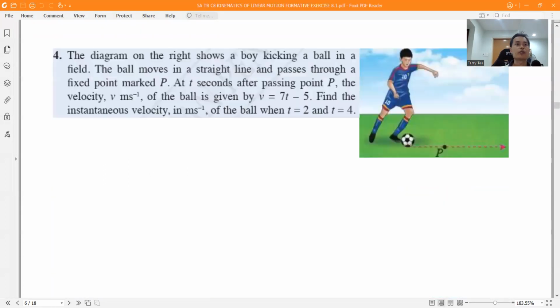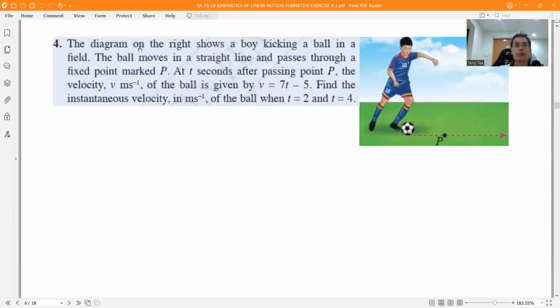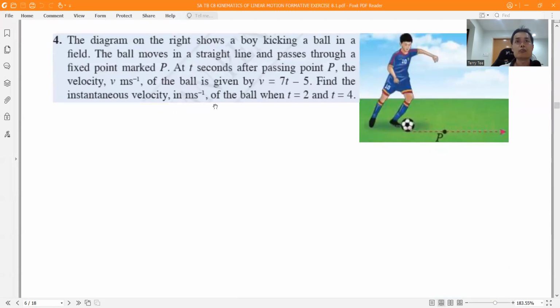Question number 4. Diagram shows a boy kicking a ball in the field. The ball moves in a straight line, passes through fixed point marked P. At t seconds after passing through P, the velocity is given by v equals 7t minus 5. Find the instantaneous velocity at these two times. t equals 2. Instantaneous velocity simply means the velocity at that instant. So we just put 2 inside. This is 7 times 2, 14. 14 minus 5 is just 9. So it's 9 meters per second.